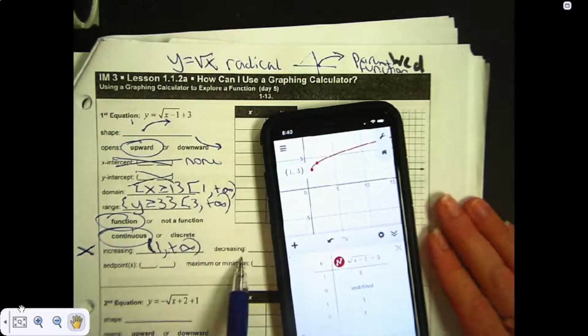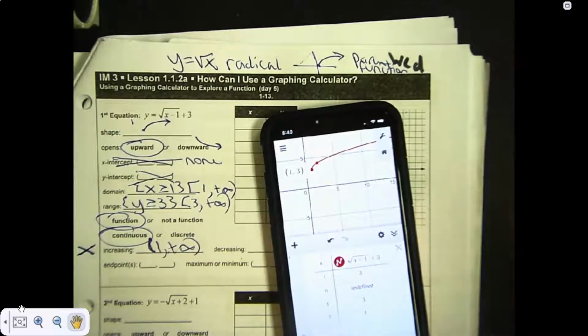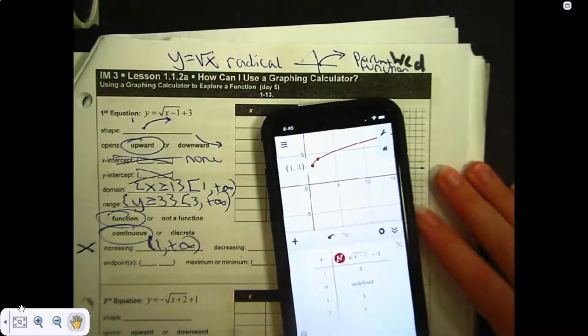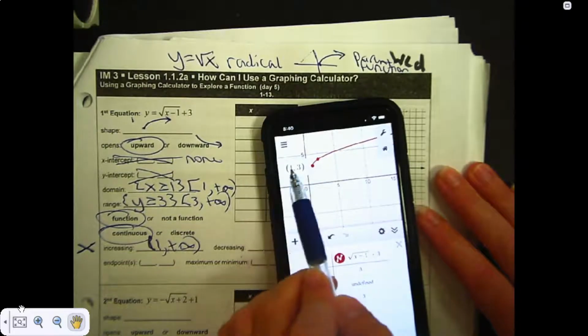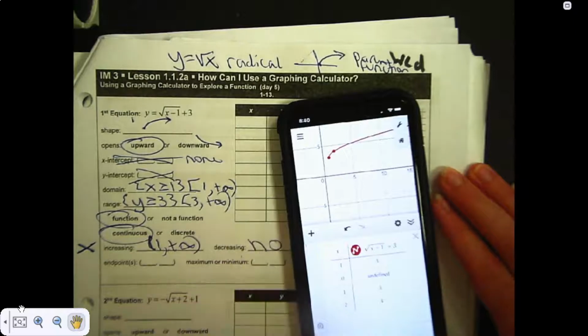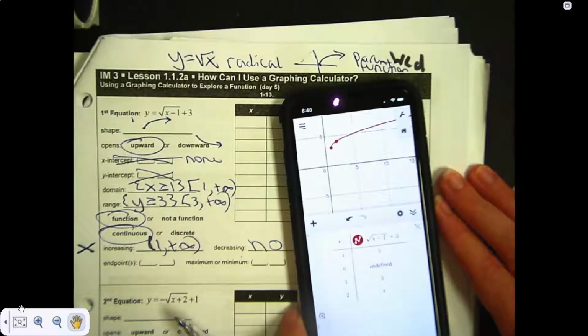And some of you go, but Ms. Rifkin, you went kind of fast. It's just kind of getting an introduction. It's not going to be in depth. We'll go into that later. Decreasing. Well, if I look, it just keeps going up and up and up and up. So there is no place on the graph where it is decreasing.